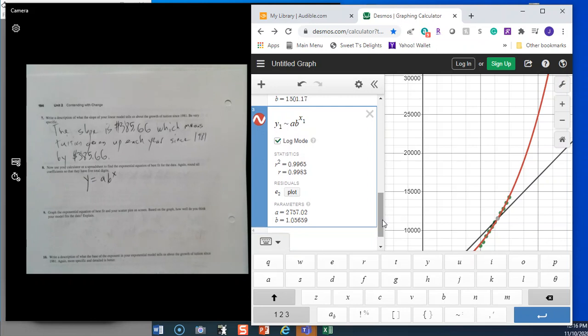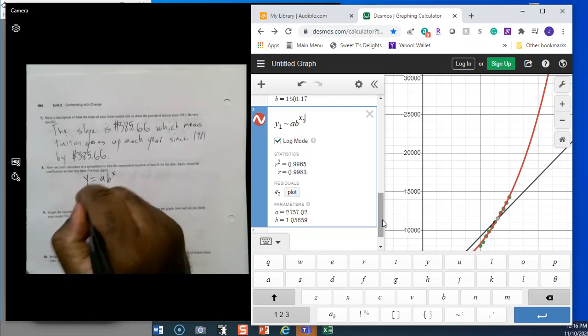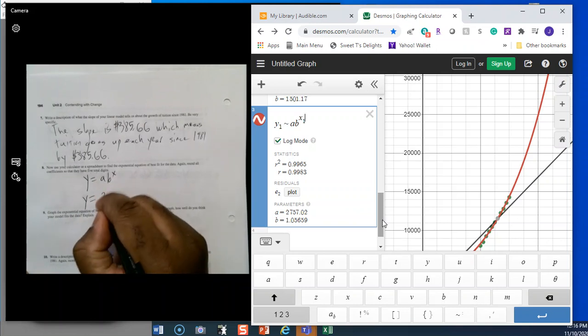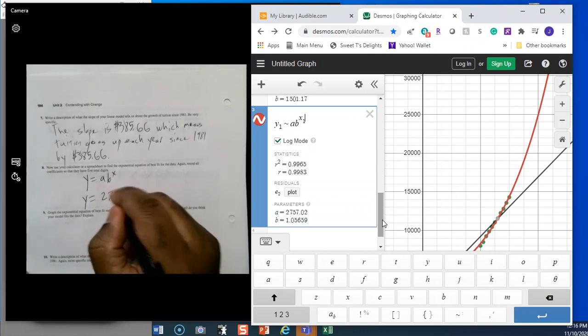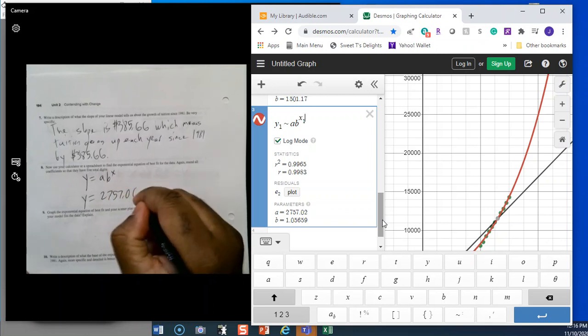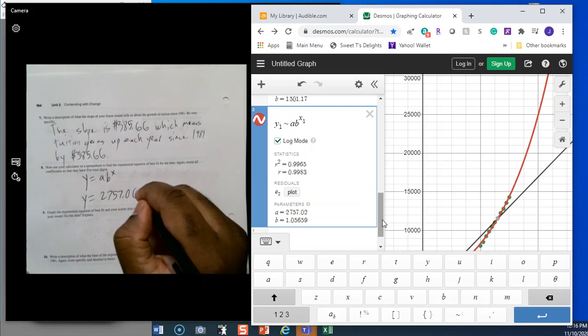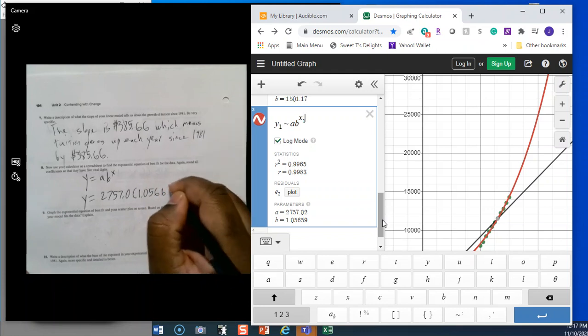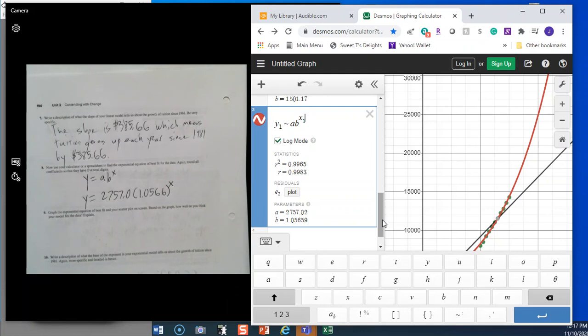Now, we need to write down our equation. Y is equal to, now we're supposed to have 5 total digits. So we add 2757.0. So that's 5 digits for our A. Our B is supposed to have 5 digits, so it'll be 1.056. So far, that's 4 digits. So then that last 5 will become a 6 into the x, because we rounded. Okay, now we have our equation.